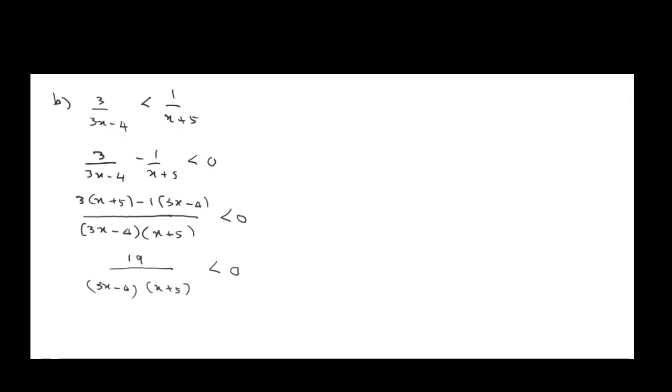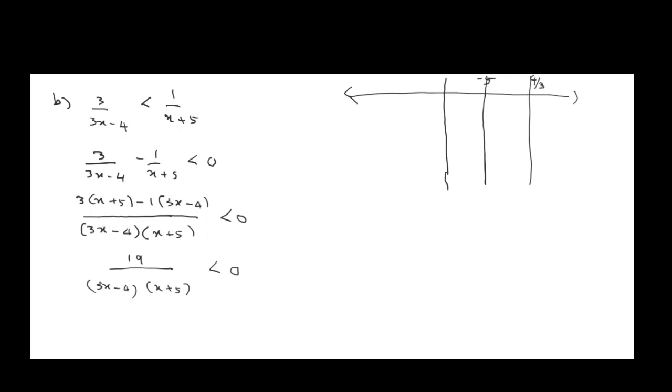For the third step, we have to use table of sign to solve the inequality. So, to use table of sign, first you have to draw the number line. Here on the number line, we have to list down all the zeros in the fraction. 19 cannot be 0. So 3x minus 4, when it is 0, it is x equal to 4 over 3. For the expression x plus 5, the 0 is negative 5. So we arrange it on the number line. So we have negative 5, 4 over 3.